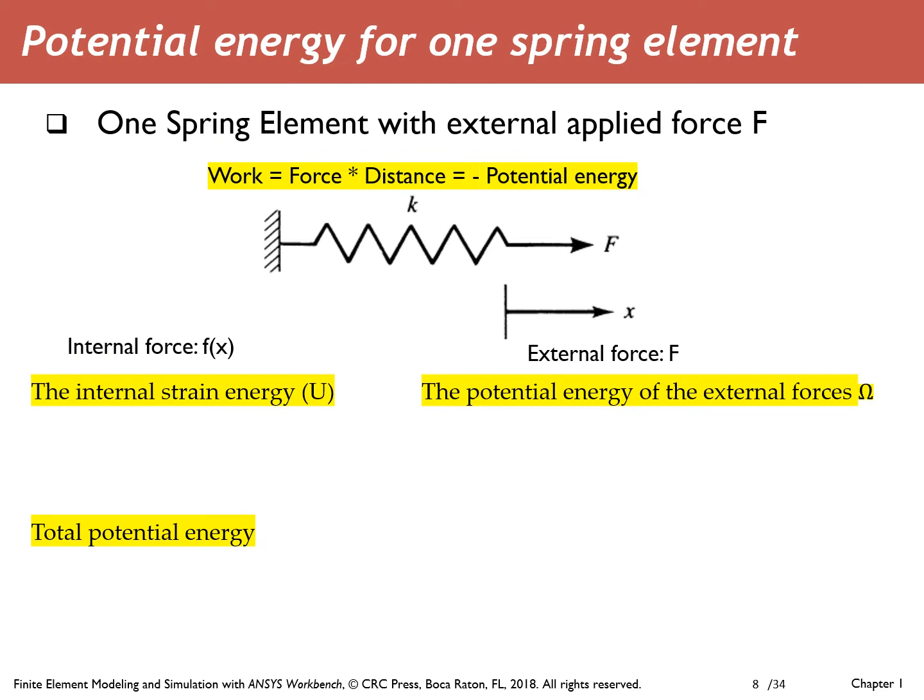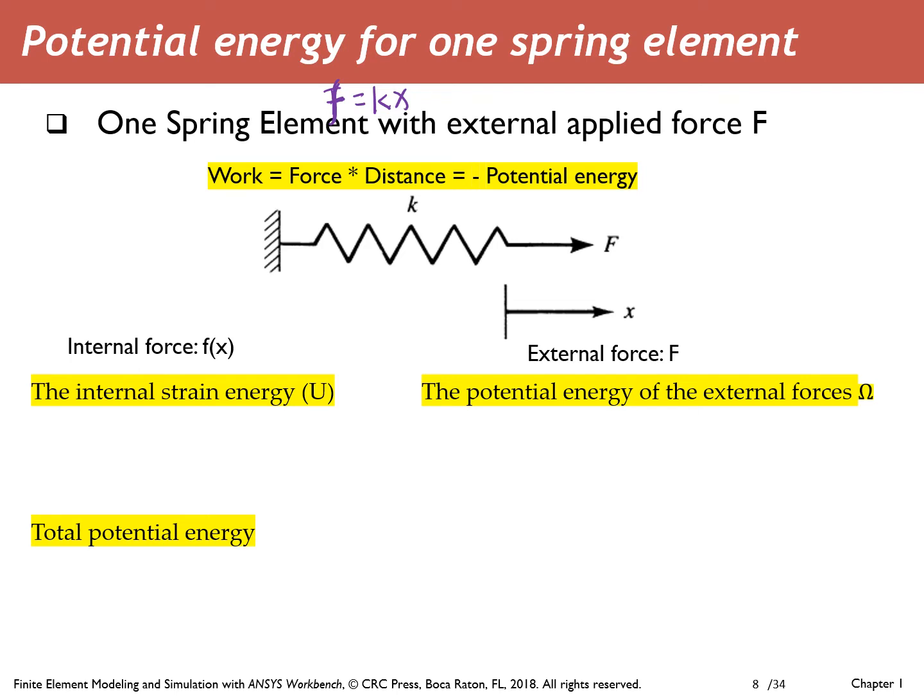Right, so to make it more clear, we apply this to a one-spring system. Say we have a spring, and we assume that this is a linear spring, meaning the force generated is proportional to the deformation, so K times X. K is the stiffness of the spring. Before we derive its internal strain energy and the potential energy of the external force, we first look at the relation between work and the potential energy.